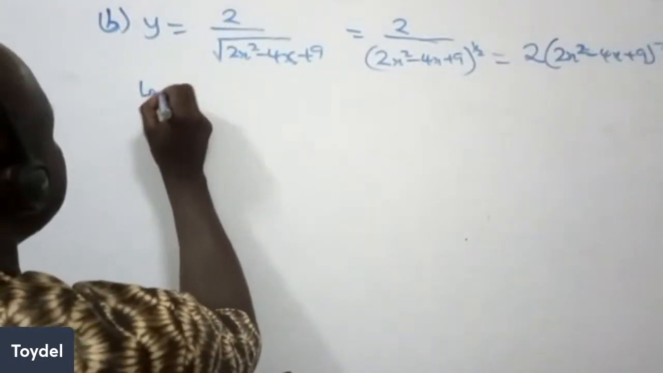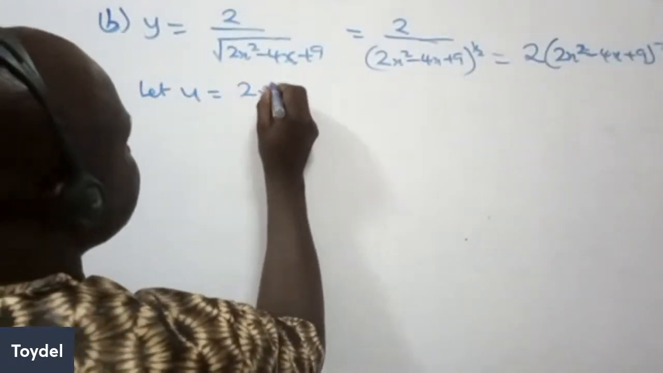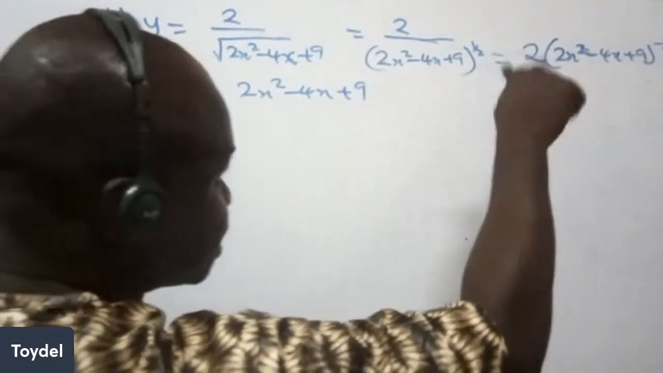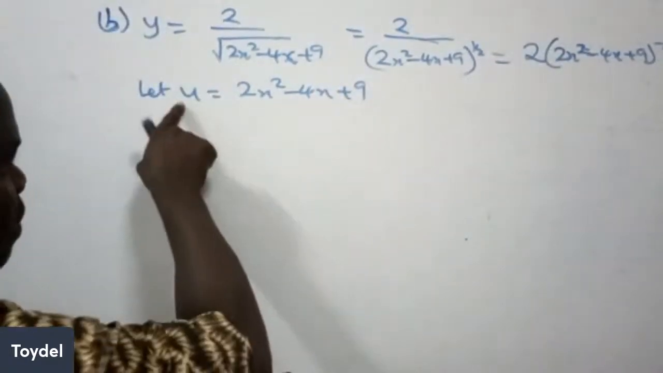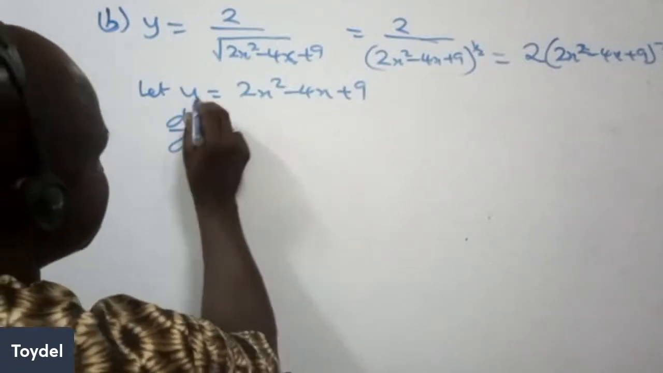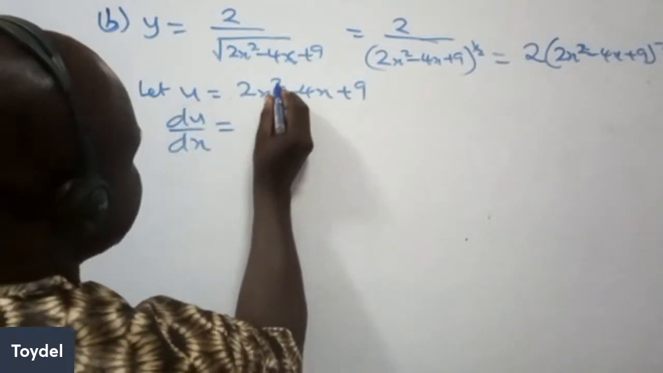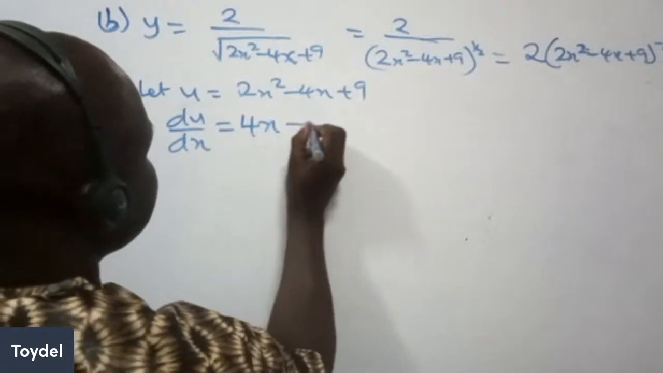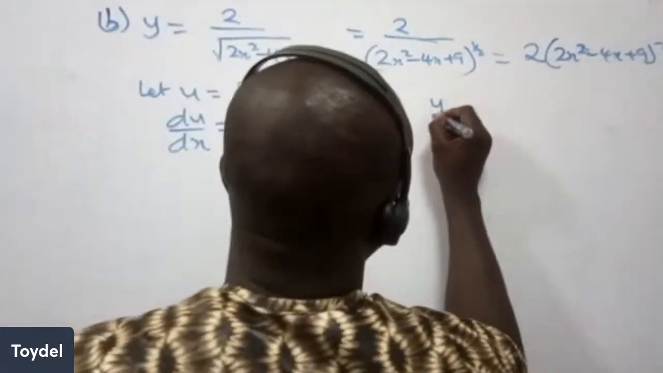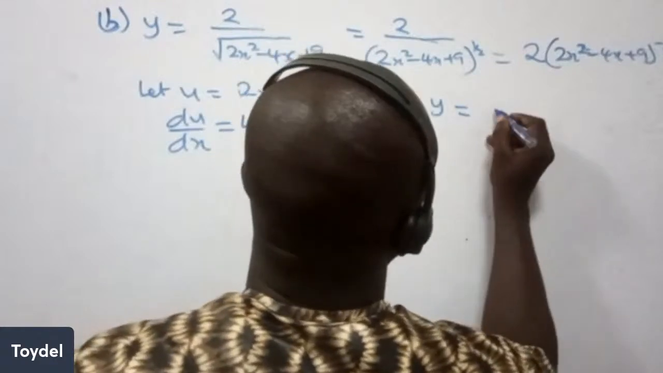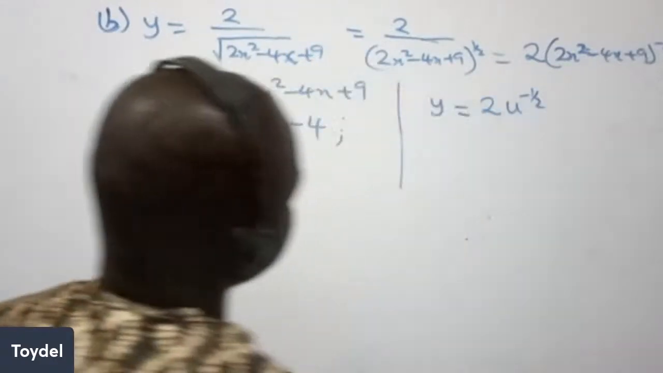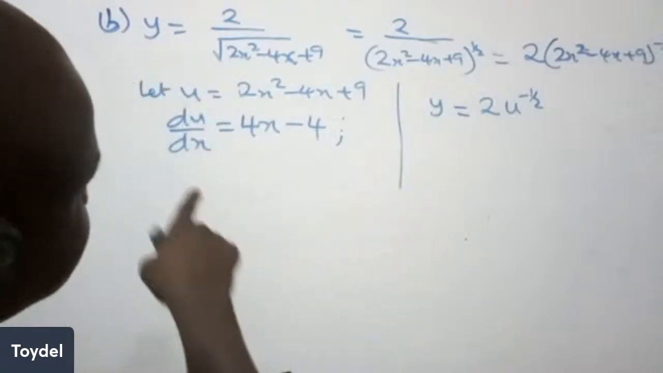So we now say let u equal 2x squared minus 4x plus 9. What I have inside the bracket is called the core. We represent it as u. So that when we find du/dx, differentiating u with respect to x, will now be 2 times 2, 4x minus 4. Then y will now be equal to 2u raised by minus half. We have represented everything inside the bracket as u.